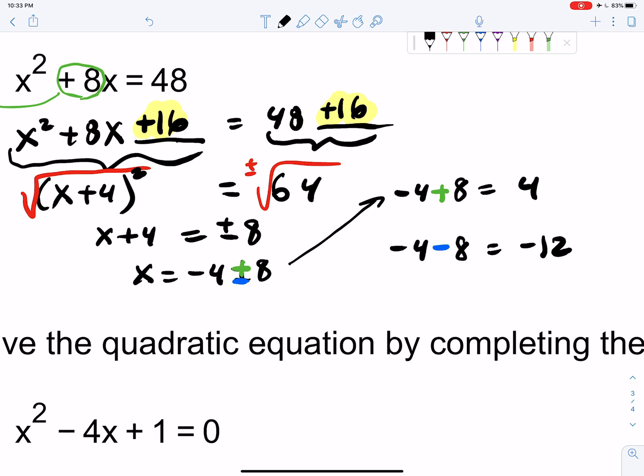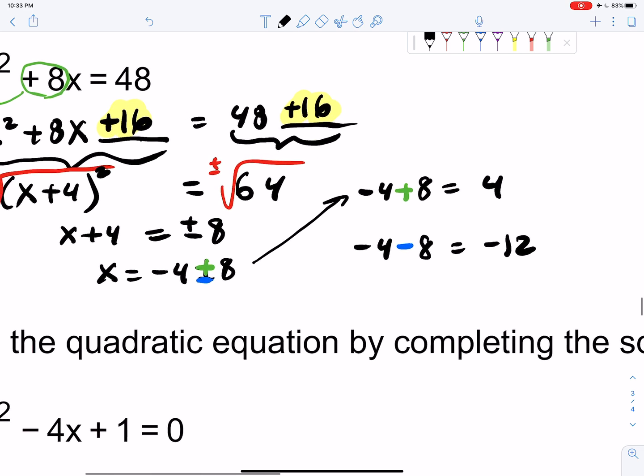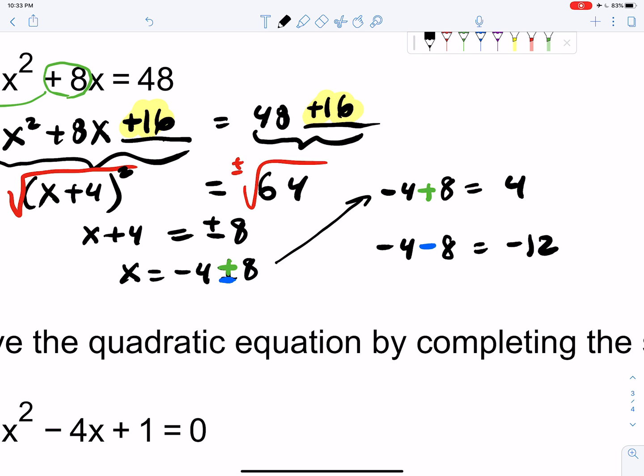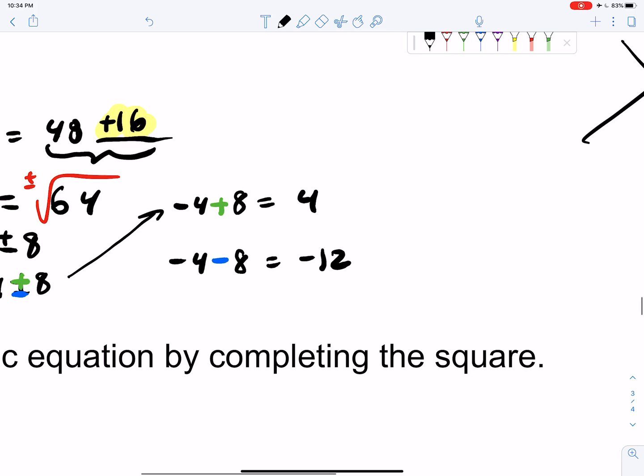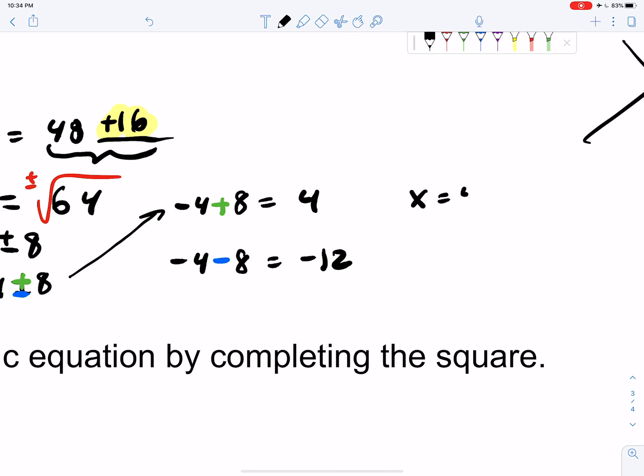Whoops, let's see. Did I make a mistake? Let's see, this is going to be negative 4. No, this is correct. I have some notes that I wrote a little bit differently, but let me verify real quick. That should be a negative 4. Yeah, this is correct. Okay, so this gives us, if we want to write it out, x equals 4 or x equals negative 12.